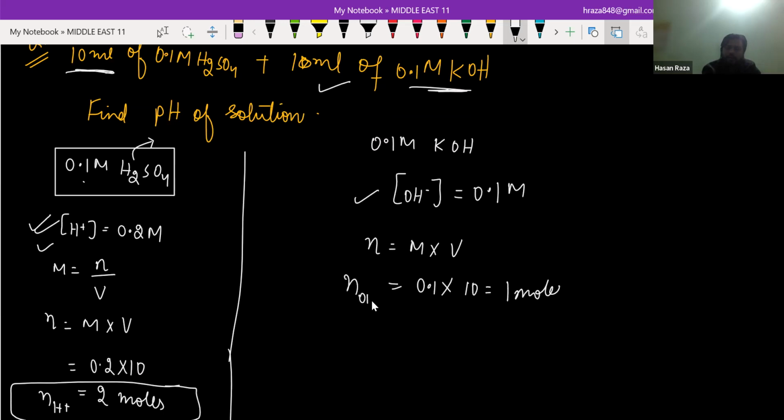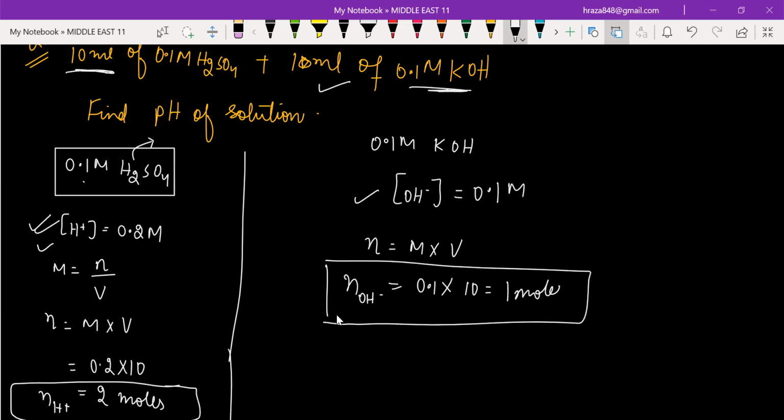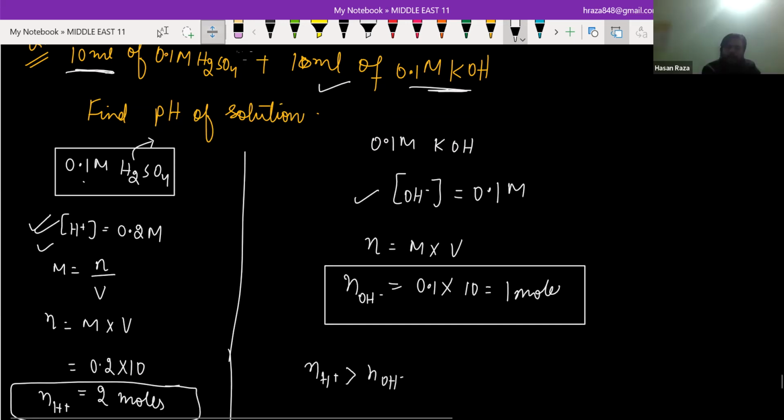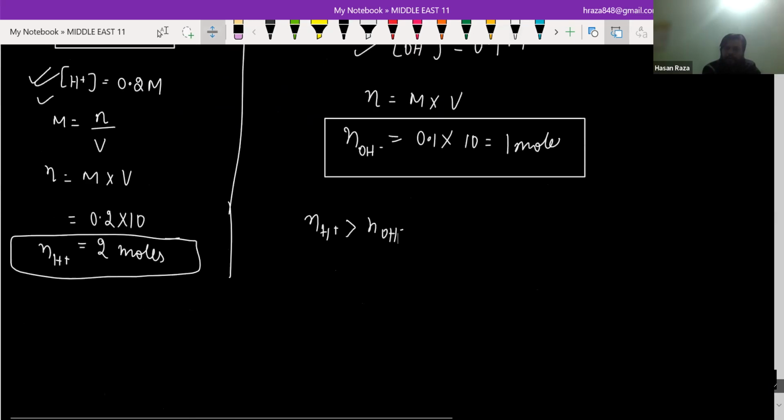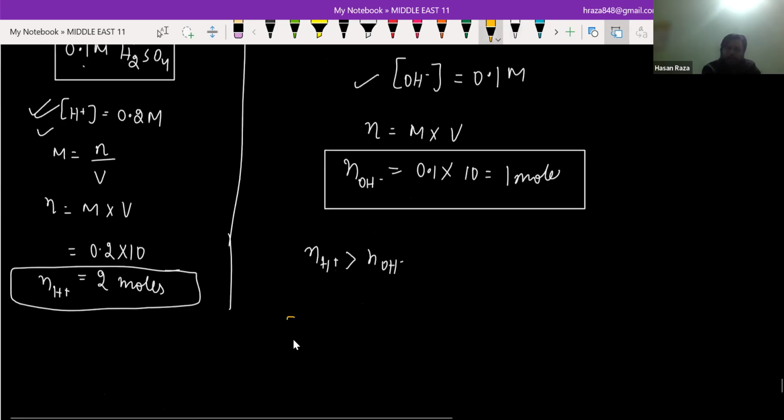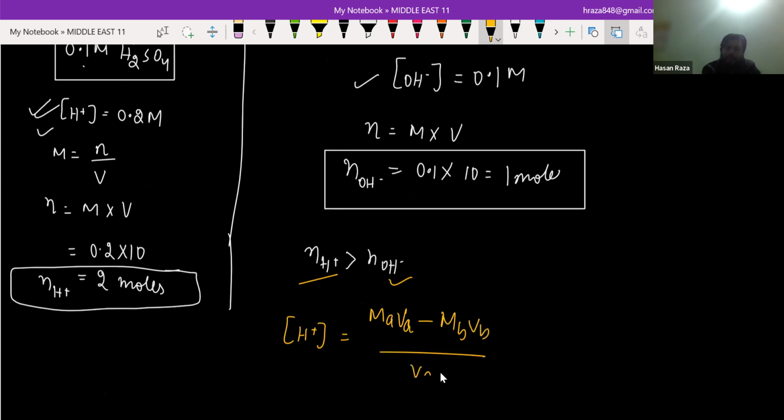Which moles is greater, OH minus 1 or H plus? H plus, sir. So the number of moles of H plus is greater than the number of moles of OH minus. So we will go for H plus. Listen to me very carefully. H plus has a formula. Since it is acid, molarity of acid into volume of acid minus molarity of base into volume of base, upon volume of acid plus volume of base. Now the molarity of acid, that is H plus, is 0.2. So 0.2 into volume is, let me know what it is, volume?